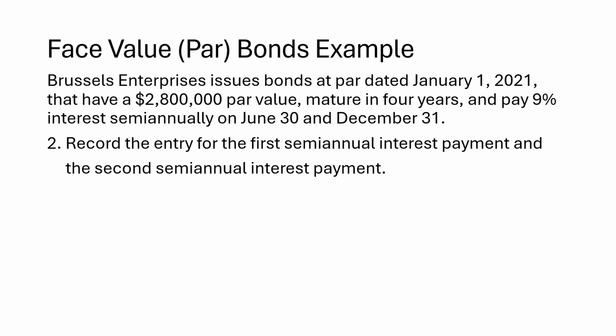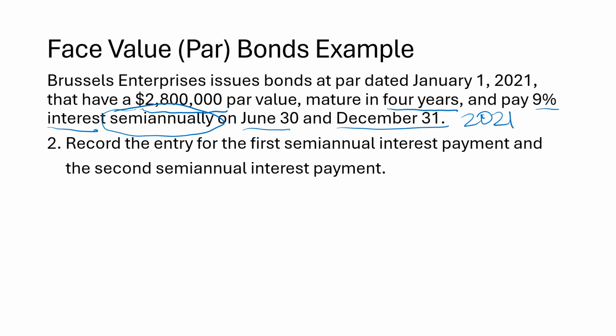So the important information: the $2.8 million par value or face amount. It's a 4-year bond, 9% interest, but what's very important is that it's semi-annual. And those are going to be on June 30th and December 31st of 2021. So record the entry for the first semi-annual interest payment, which is on June 30th, and the second semi-annual interest payment. If we're recording interest payment, obviously we have to calculate the interest first.